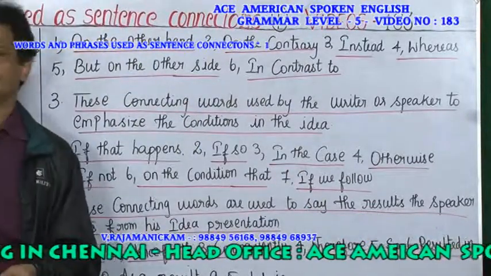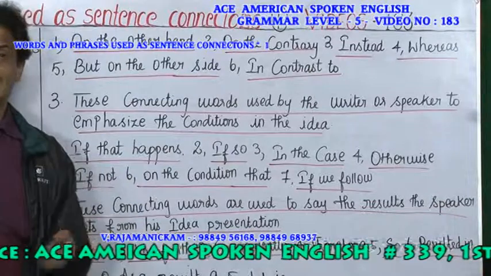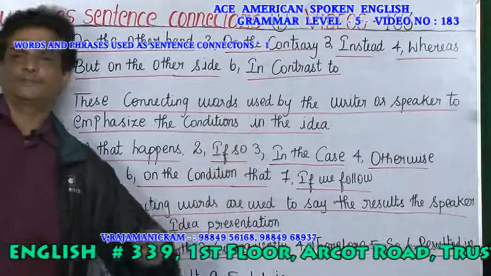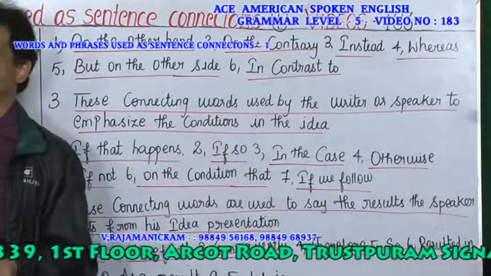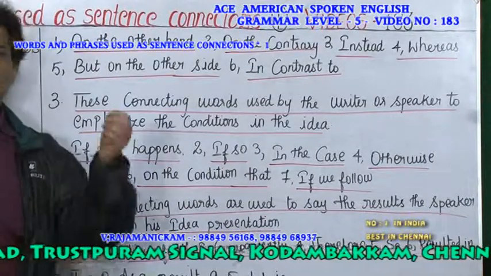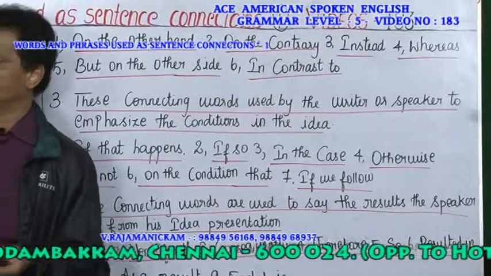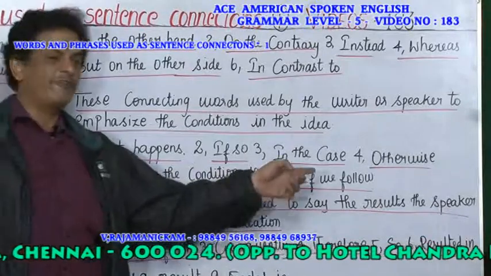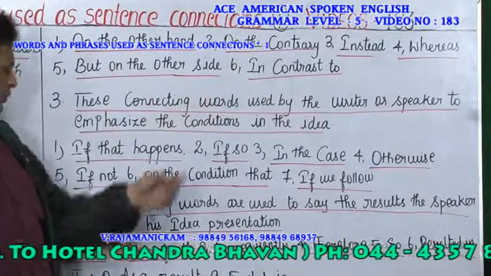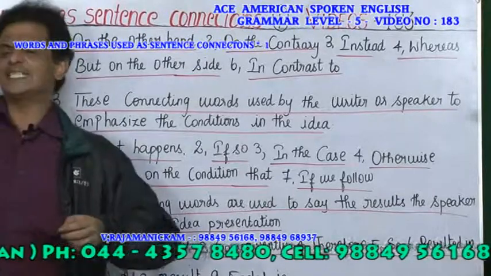If not, what is that? If Congress is not elected, if not, Congress not coming into power, on the condition that, what is that? On the condition that, so we can vote in the election on the condition that we should have attained the age of 18, on the condition that we follow the rules and the regulations. So these connecting words are used by the reader or writer to emphasize the conditions in the idea.